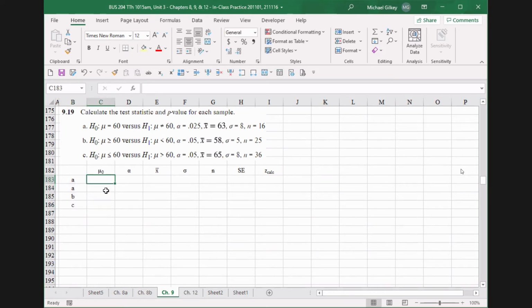Okay. So this first one, the null hypothesis is that the mean is 60. The alternative is that the mean is not 60. The alpha is 0.025. The test statistic is 63. And they give us the population standard deviation and the sample size, 8 and 16. What kind of a test is this? Is this a right-tailed, left-tailed, or two-tailed test? This is a two-tailed test. Is everybody okay with that?